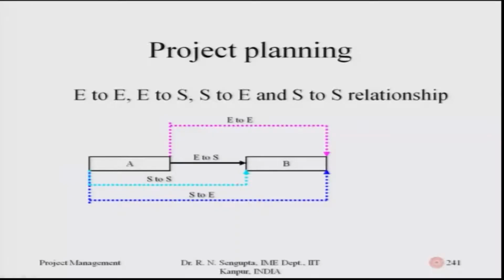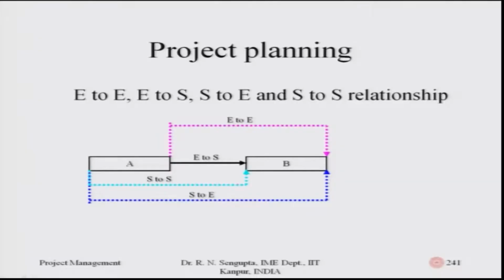Now if you consider the relationship between A and B, there are 4 relationships which can exist between A and B. The first one, if you see the black bold arrow, means that B can only start after A finishes. So there cannot be anything like B starting somewhere in between when A is progressing. That's not allowed.